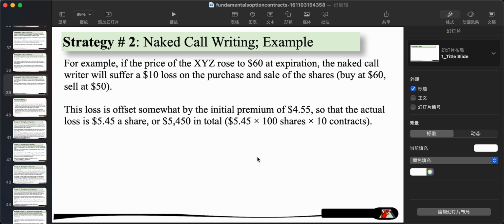So if the price of XYZ rose to $60 at expiration, the naked call writer will suffer a $10 loss on the purchase and sale of the shares, which means that you buy at $60 and you sell at $50. So this loss is offset somewhat by the initial premium of $4.55, so that the actual loss is $5.45 per share or $5,450 in total. So that's $5.45 multiplied by 100 shares times 10 contracts.